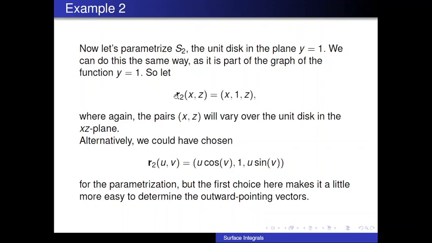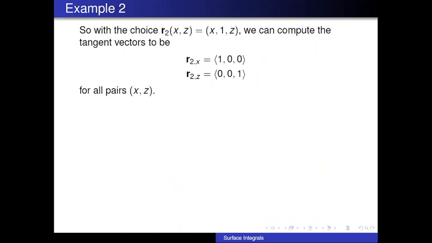But again, I'm going to prefer this first one because it's just a little bit easier to sort out what are those outward pointing vectors. Like in S1, it was very easy to do that because the tangent vectors that we had at hand were so nice. And I'm just telling you, the tangent vectors you get from here have a much nicer description than the ones that you get from here. So I'm going to choose this simpler looking parameterization again. With that choice made, let's compute our tangent vectors: r sub x will be (1, 0, 0), and r sub z will be (0, 0, 1).